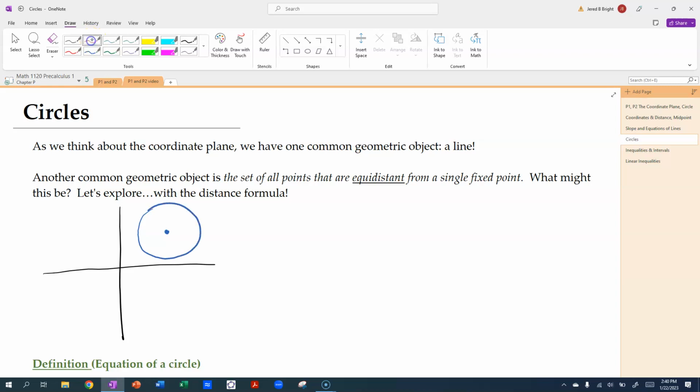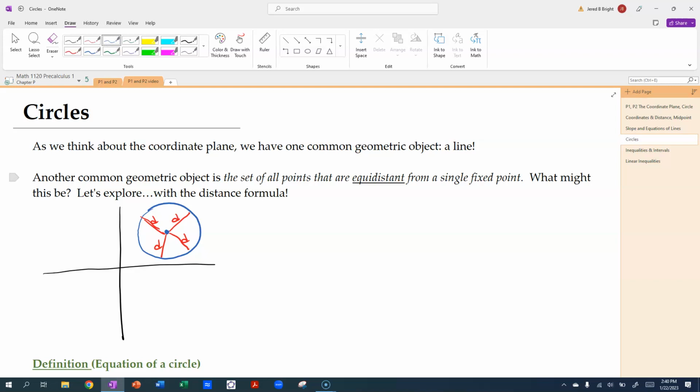So this would be D, this would be D, this would be D, all of these distances from the fixed point would be the same. Okay, and you can probably say, yes, Professor Bright, this is a circle. Yes, and these are actually what we call radii. Okay, how do we represent this algebraically though? Like geometrically, sure, we get it.